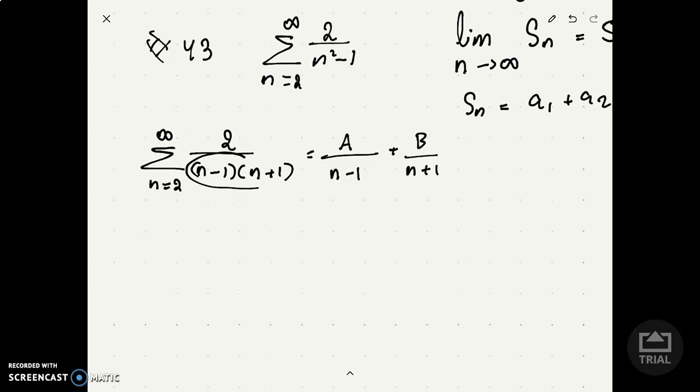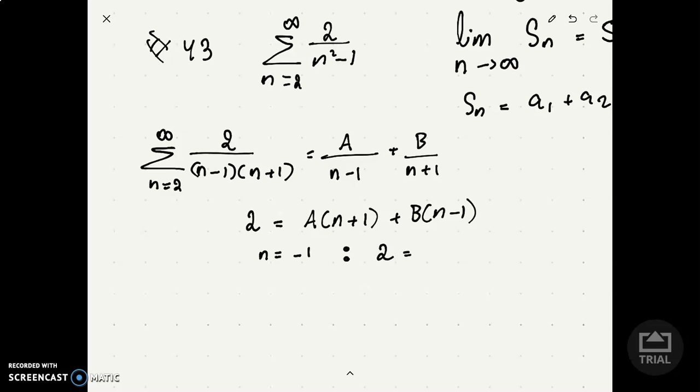Alright, multiplying over by the denominator on both sides, we'd get 2 is equal to a(n plus 1) plus b(n minus 1). And then plugging in n equals negative 1, just to find the value of b, we'd get 2 on that side. This term goes to 0 when we plug in negative 1, and the other term is negative 2b. So then b is equal to negative 1, and then plugging in n equals 1 to make the other term 0, we would get 2 is equal to 2a, so a is equal to 1.